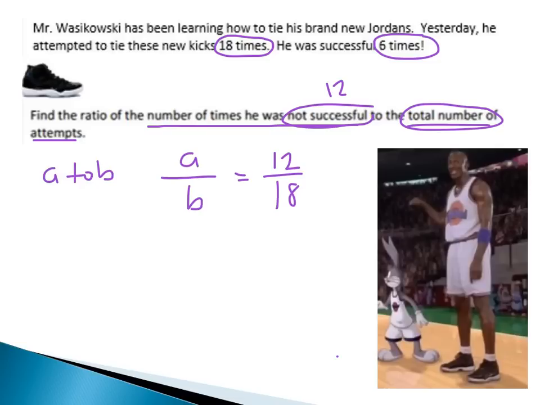The last thing I can do is try to simplify. Is there a number that goes into 12 and 18? Yes, 6 does. 6 goes into 12 2 times and into 18 3 times. So what does this become? This becomes 2/3, or the way I want you to understand it, 2 to 3. The ratio here is a 2 to 3 ratio. That means for every 3 attempts, I was unsuccessful 2 times.